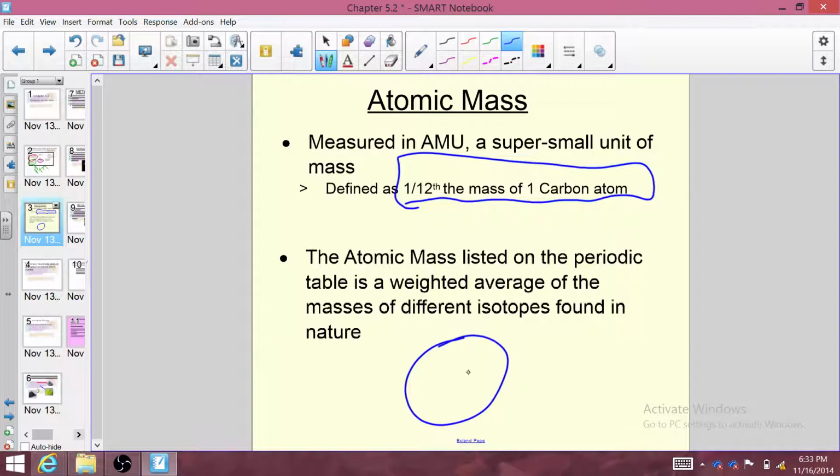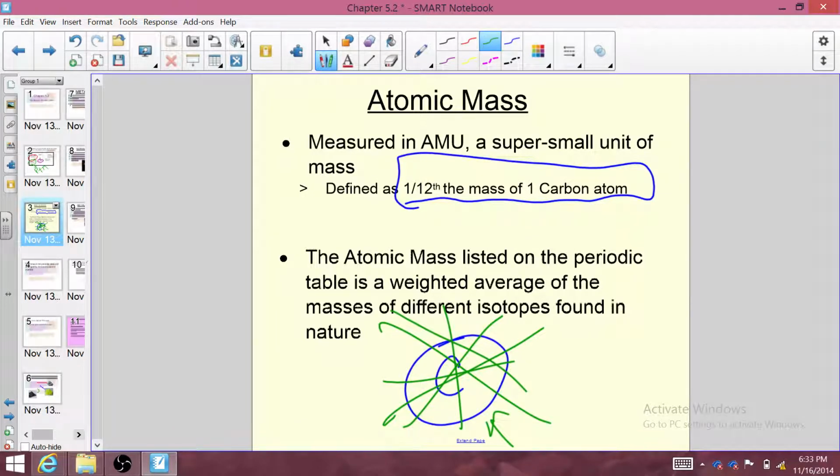So if we took one atom of carbon and we chopped it up into 12 different pieces, 12 equal pieces, and we took the mass of one of those pieces, that is one atomic mass unit. And this makes sense because if you think about a carbon atom, the most common isotope of carbon has 6 protons and 6 neutrons, which means it has an atomic mass of 12. Divide that by 12, you get 1, which should be the mass of one particle, which is why we say that the proton and the neutron both have an overall mass of one atomic mass unit.